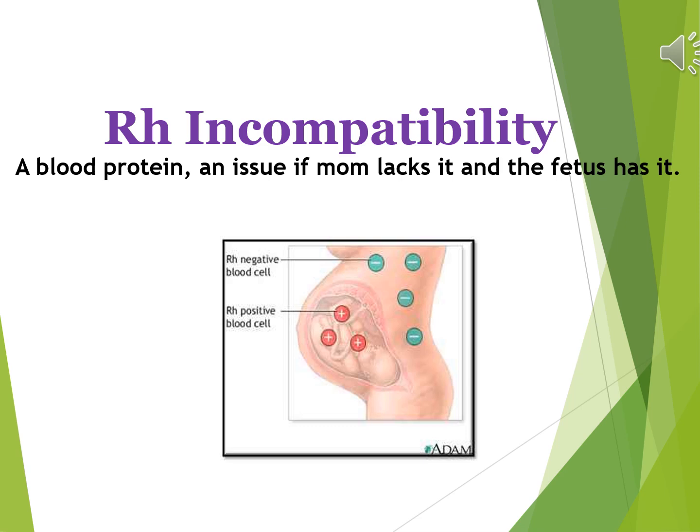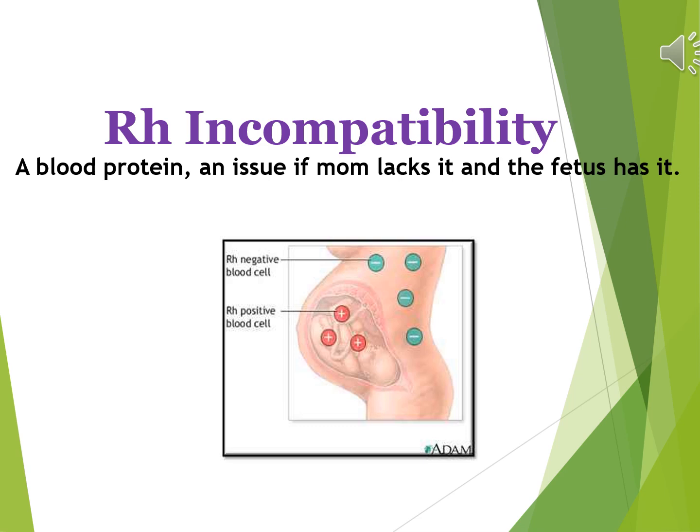Rh stands for rhesus because it was first detected in the rhesus monkey blood cells and later also found in humans. Now, when it comes to human pregnancy, or rhesus pregnancy for that matter, the problem happens when mom lacks the protein. She lacks the protein, shown for the negative on the picture, and the baby inherited the positive from the father.